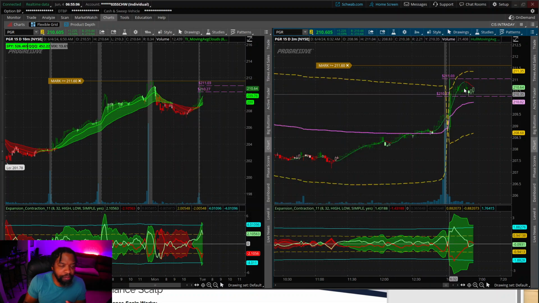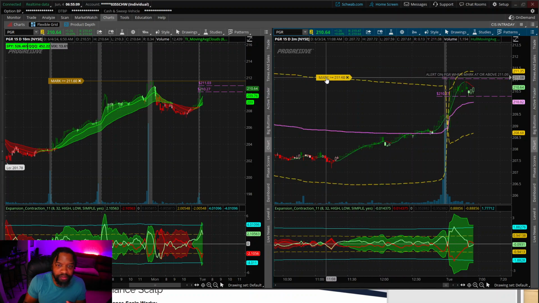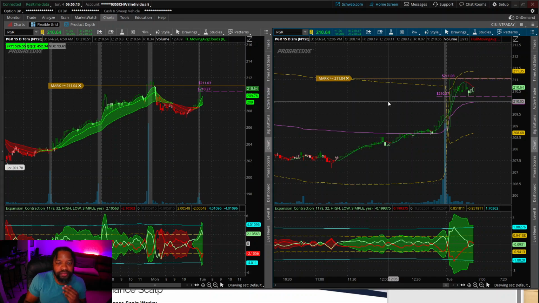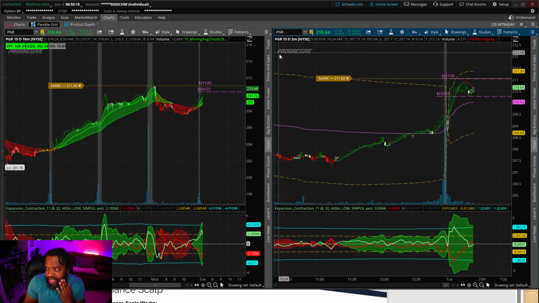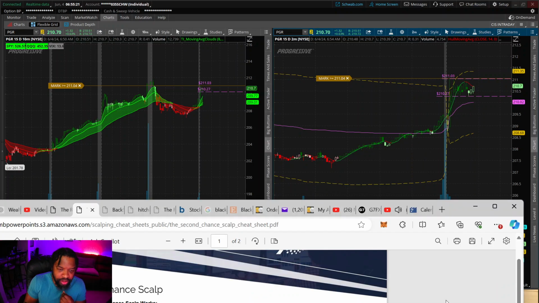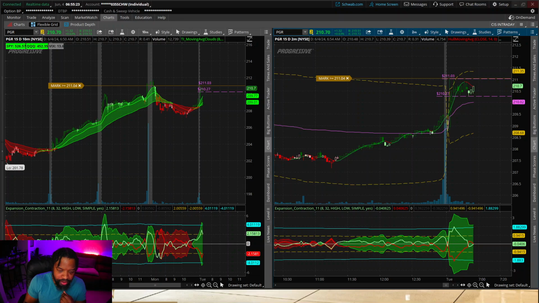Yeah, so if it breaks above that, we want to know. Boom. And then that will give us indication to look for the retest. Okay. So shout out to SMB for that.